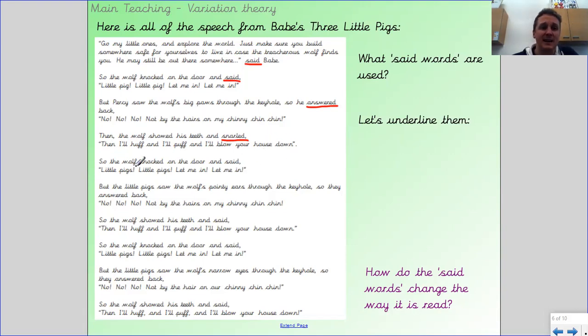Okay, how are they going to say these words that come next? Then I'll huff and I'll puff and I'll blow your house down. Okay, so he's saying it in such an angry way. And that changes the way we should read it. All right, so underline all the rest of the words that mean the same as said. All right, you can pause the video now if you need to do that.